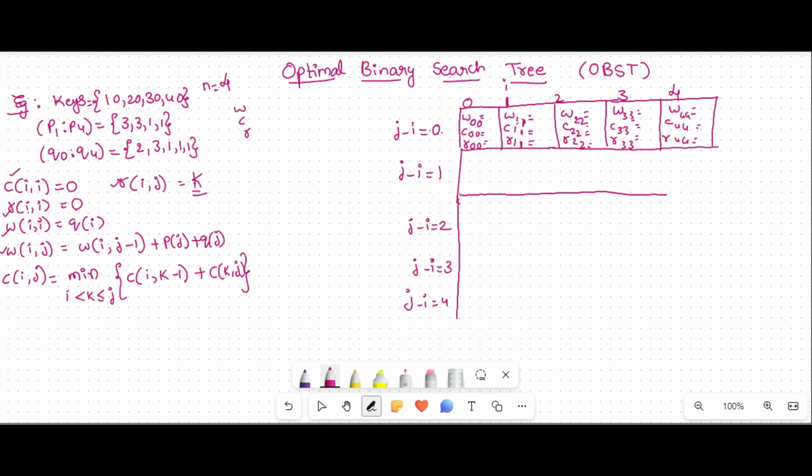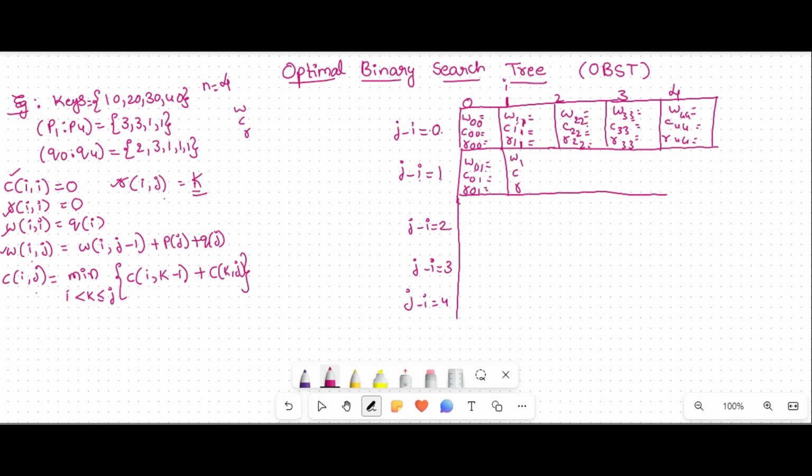Again for this W, C, R, I value is 0. For what value of j will you get j minus i equal to 1? 1 minus 0 equal to 1. So 0, 1: W01, C01, R01. Now see, here i and j are equal, that means these three formulas we have to use. Here i and j are different, then this formula and this formula we have to use. Total 6 formulas.